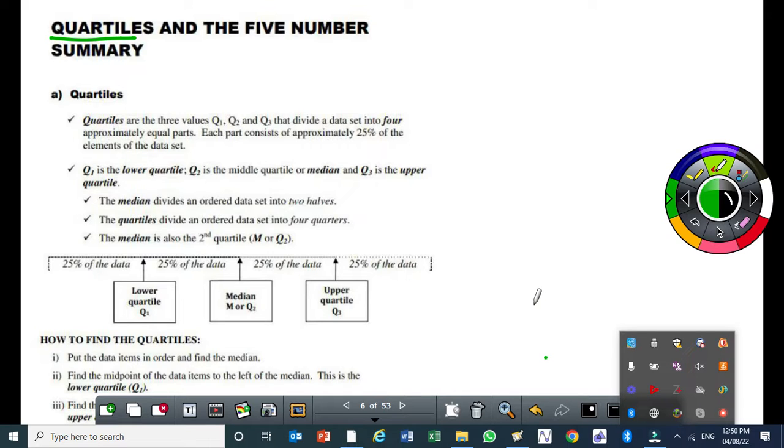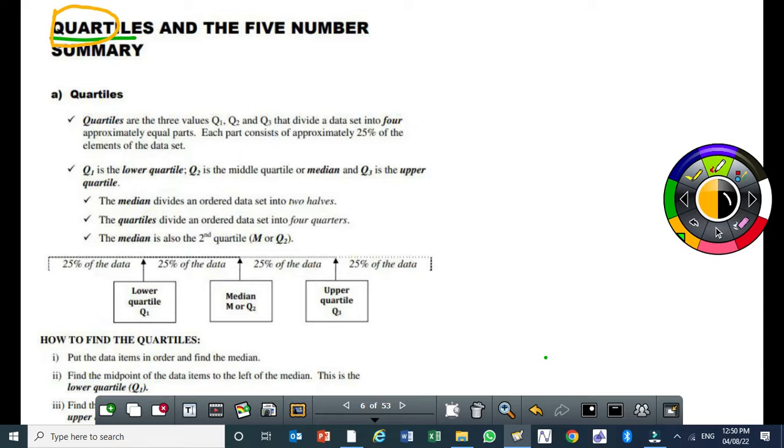All right. So in statistics, there are times when we may need to divide a data set into groups. Okay. Now, we have got what are called quartiles. Now, the prefix quart comes from the word quarter. So quartiles divide a data set into 4 equal parts.